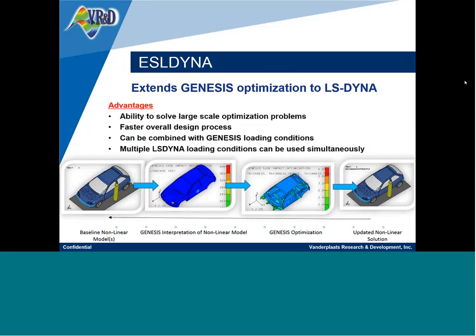ESL Dyna is our interface that extends the Genesis optimization to LS-DYNA. It's based on the ESL method. ESL, in other words, is called equivalent static loads, and it runs the Dyna solver. It can do all the large-scale optimization problems that Genesis can solve, but you're doing the optimization based on the Dyna analysis.